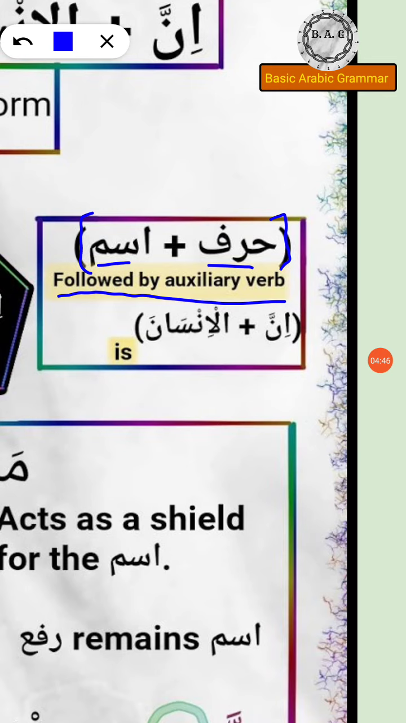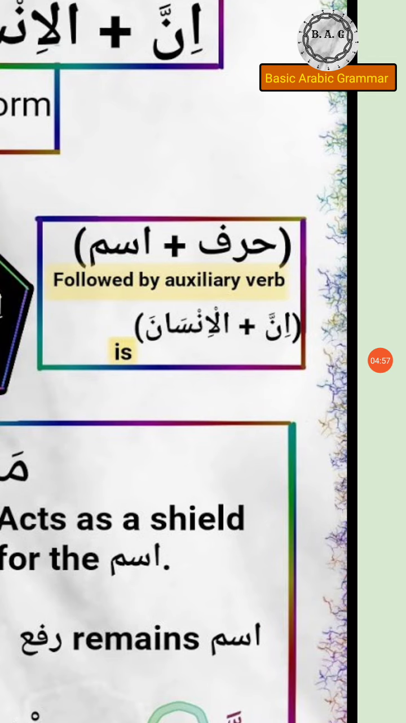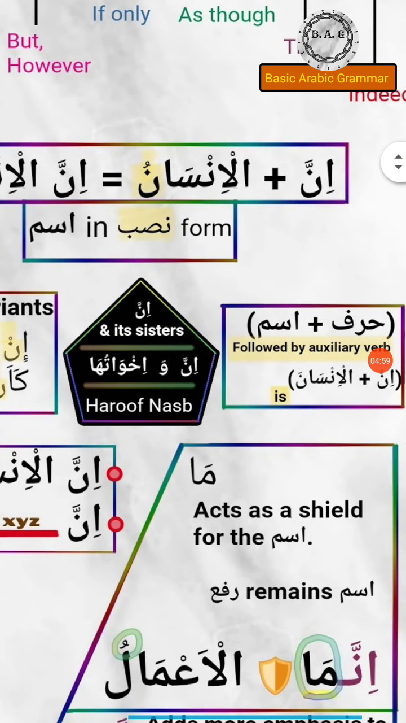For example, if we have inna plus al-insanu, it would become innal insana, and this combo would be followed by is. Now this auxiliary verb thing is something that we need for English translations only, because there is no auxiliary verb in Arabic, and many other languages don't need this.